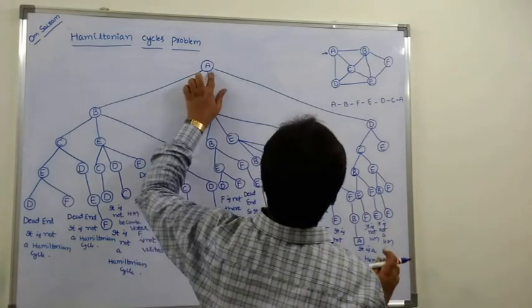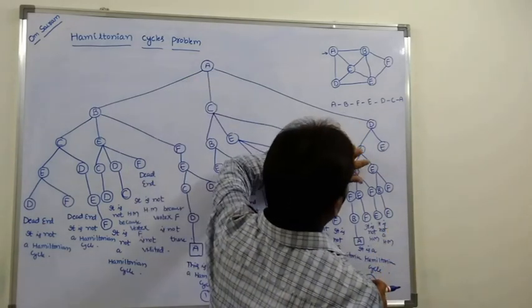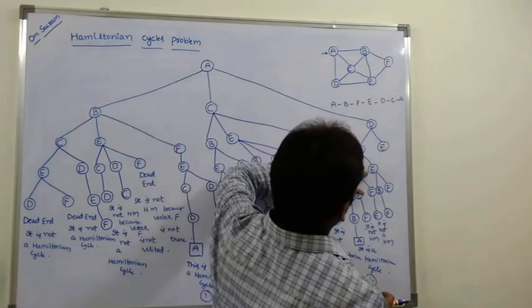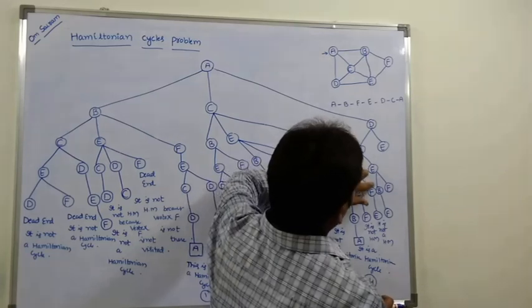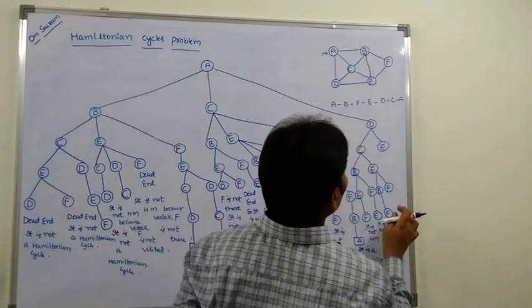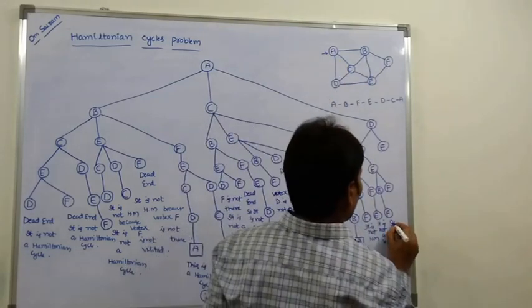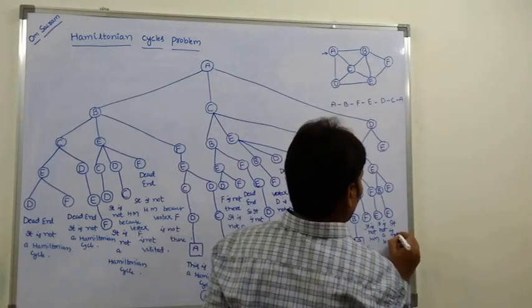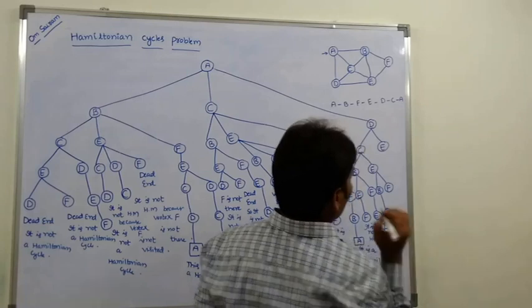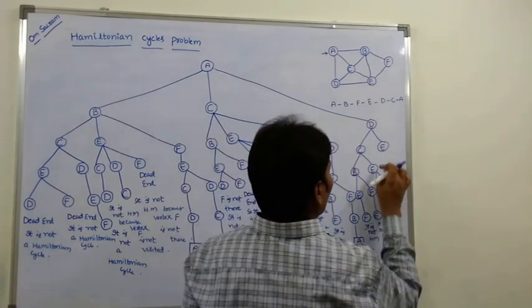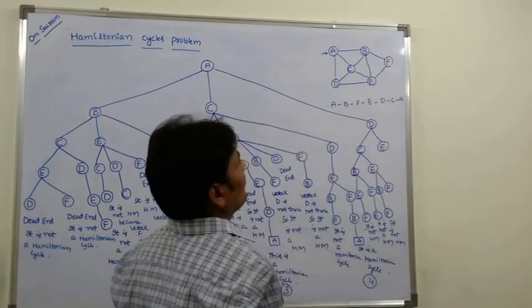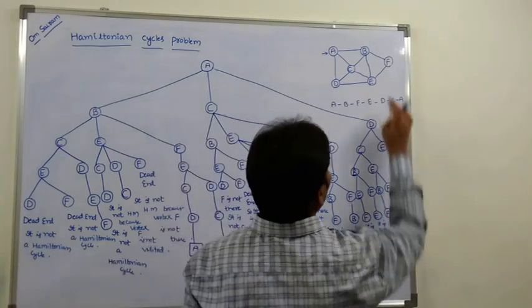Now consider the path A, D, C, E, B, F. There is no direct edge between F and A. So it is not Hamiltonian. Again backtrack to B, backtrack to E. Now consider F. So what are the adjacent nodes for F?